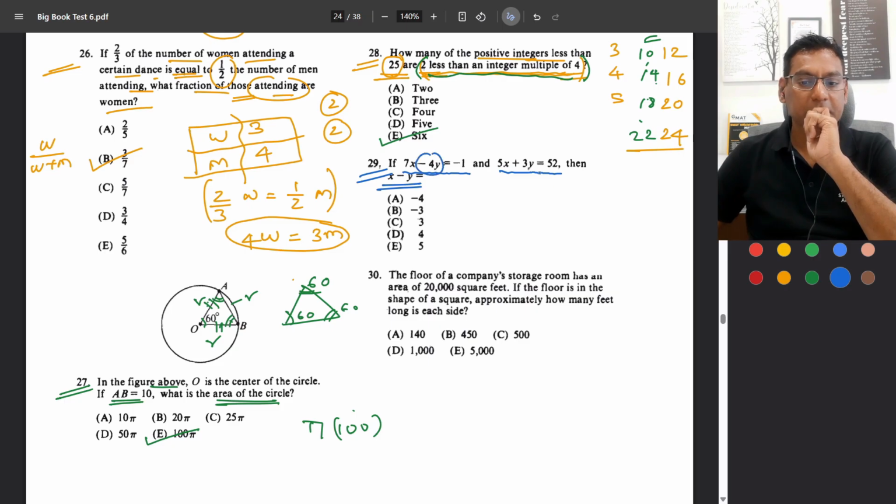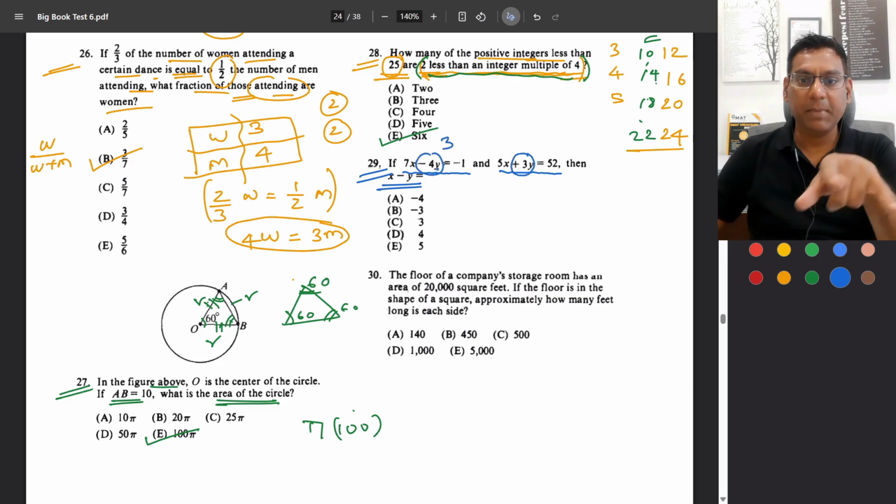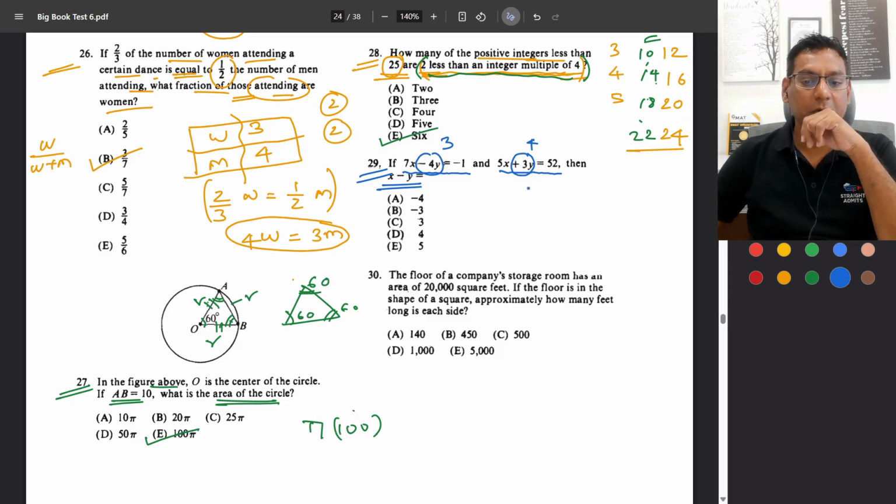This is minus and this is plus, so it will be easy if I multiply this by 3, so I get minus 12y, multiply this by 4, I get plus 12y, and then I can just add these two equations. Okay, so let's do that. Let's multiply this equation by 3. So I get 21x minus 12y is equal to minus 3, right?